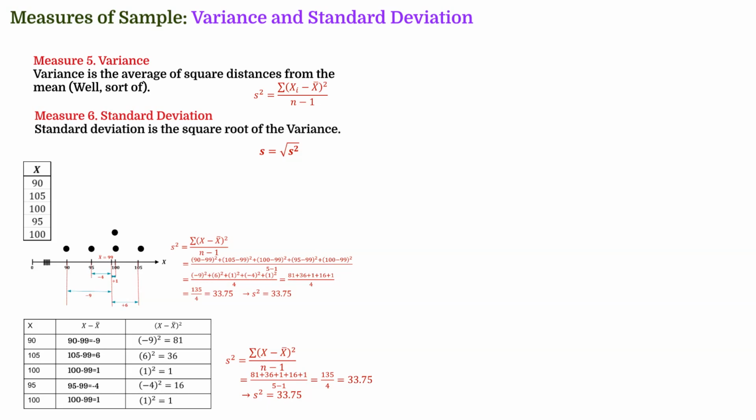And S squared will be the summation of these squares that I calculated in the third column: 81 plus 36 plus 1 plus 16 plus 1 divided by n minus 1. N, number of observations, is 5. N minus 1 is 4. The summation is 135 divided by 4, which is 33.75. So S squared is 33.75. I prefer the second calculation.